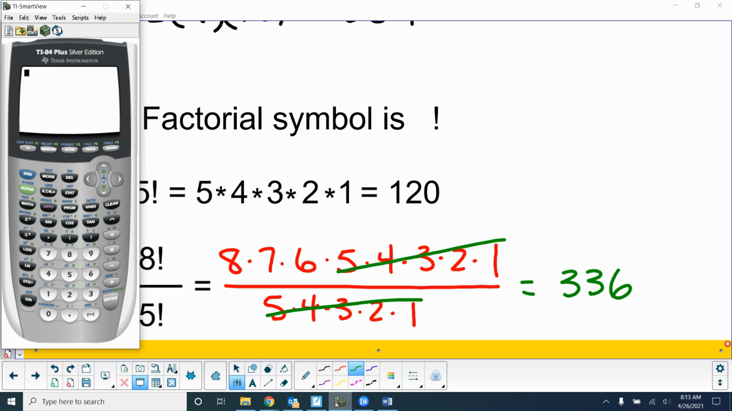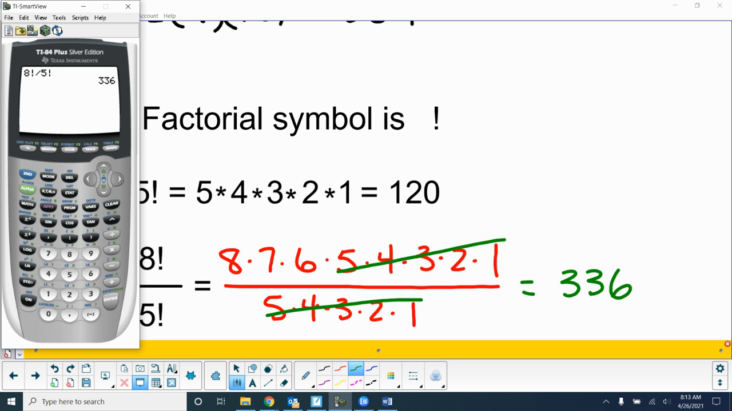But again, your little calculators have it too, like the one Matt has here. I think it has a PRB button. If you hit that, it's the third one over. But to do that on this one, you go 8, math, probability 4, divided by 5, math, probability 4. I just wanted you to know what that meant. Questions so far?